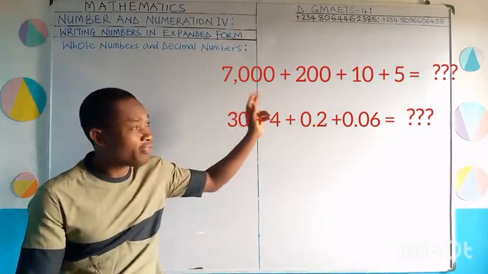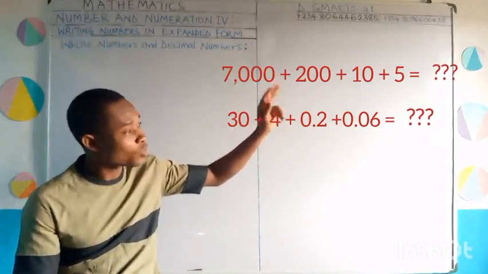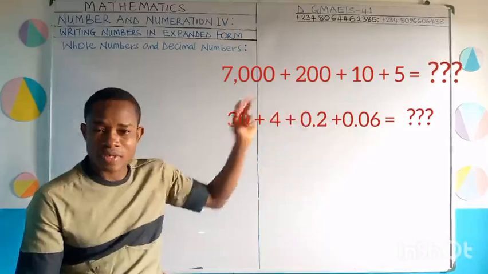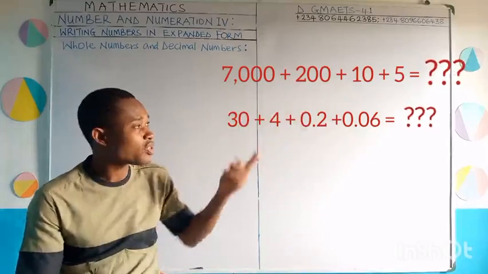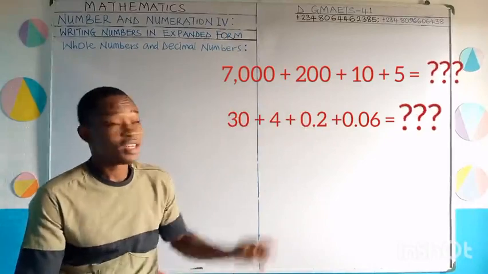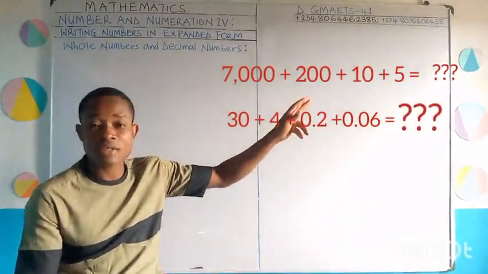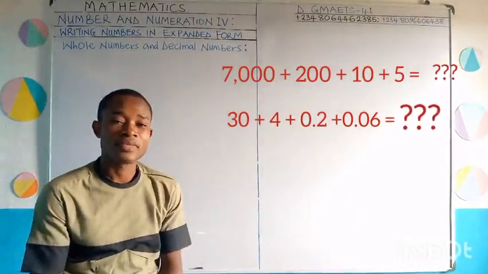How did I know that the first one, 7,000 plus 200 plus 10 plus 5 represents a whole number? Simple, because there is no decimal point in any of the numbers there. Are you getting me? That's how I got to know. There is no decimal point in any of the numbers. 7,000 plus 200 plus 10 plus 5.